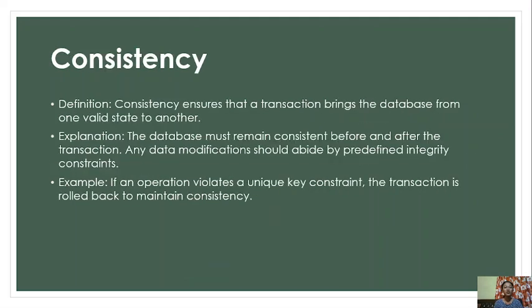The next one is consistency, which ensures a transaction brings the database from one valid state to another. The database must remain consistent before and after the transaction. Any data modification should abide by predefined integrity constraints. For example, if an operation violates a unique key constraint, the transaction is rolled back to maintain consistency.